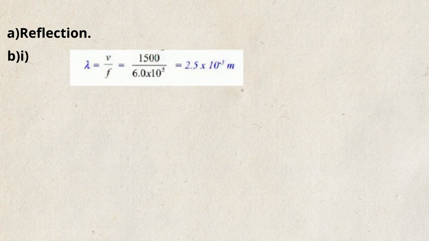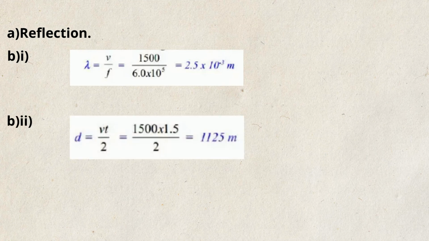The phenomenon of sound waves applied in sonar equipment is called reflection. To find lambda, we divide V by F, which is 1,500 divided by 6 times 10 to the 5, which is 2.5 times 10 to the negative 3 meters. To find D, we use D is equal to Vt over 2, which is 1,500 multiplied by 1.5 divided by 2, which gives us 1,125 meters.